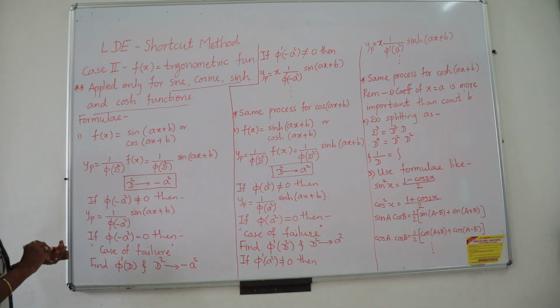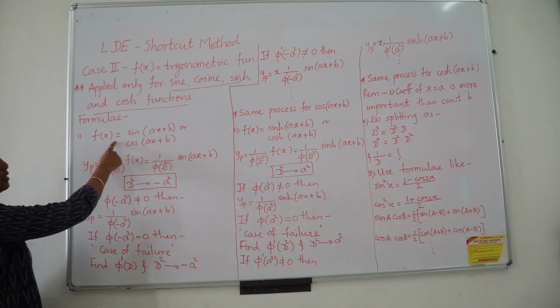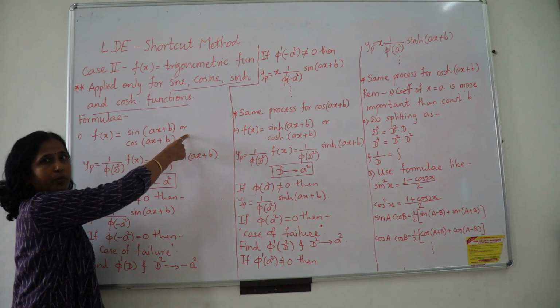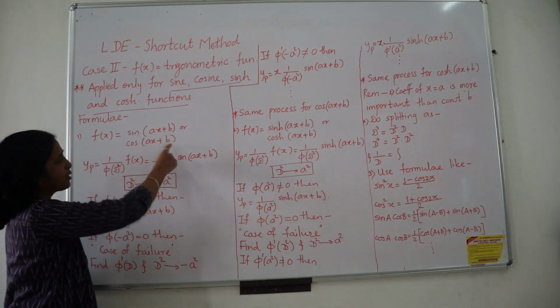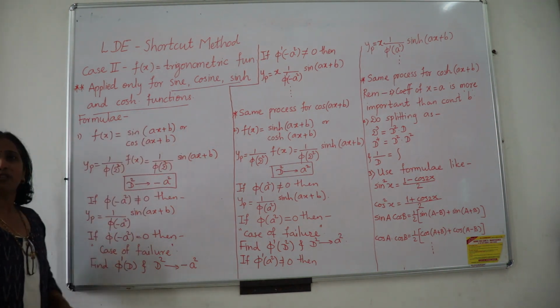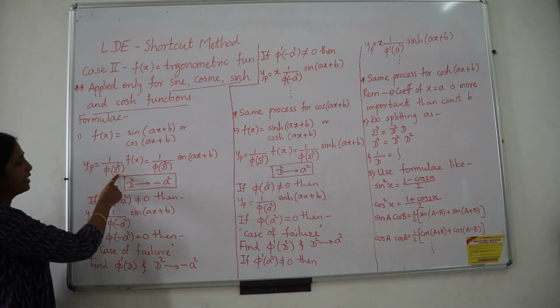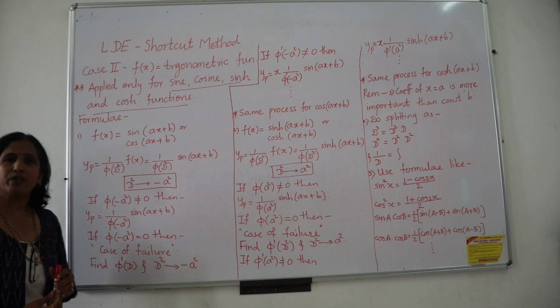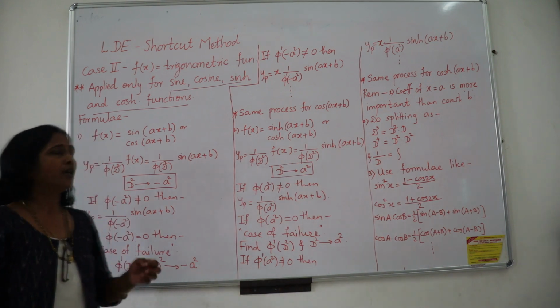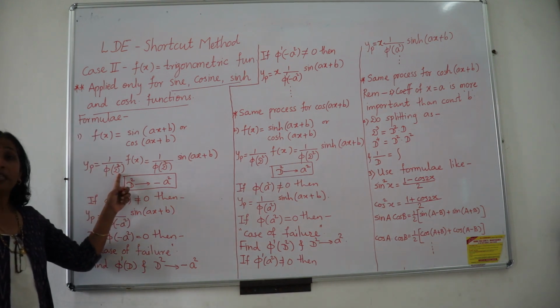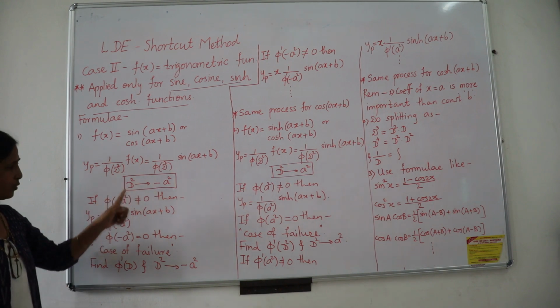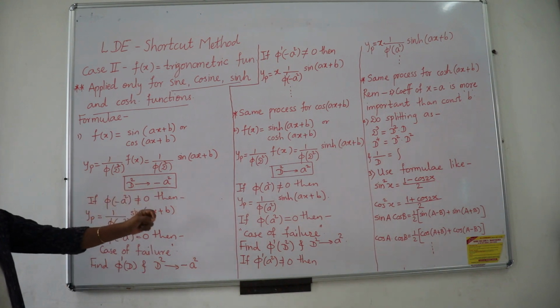So what are the formulae? How to work out? See, f(x) is either sin(ax+b) type of function or cos(ax+b). For both of them we are going to apply exactly the same process. So y_p is 1 upon phi(D square) f(x). What is the change we have done as compared to case number 1? Instead of phi(D), we have written D square. Why D square? You will come to know in a short while.